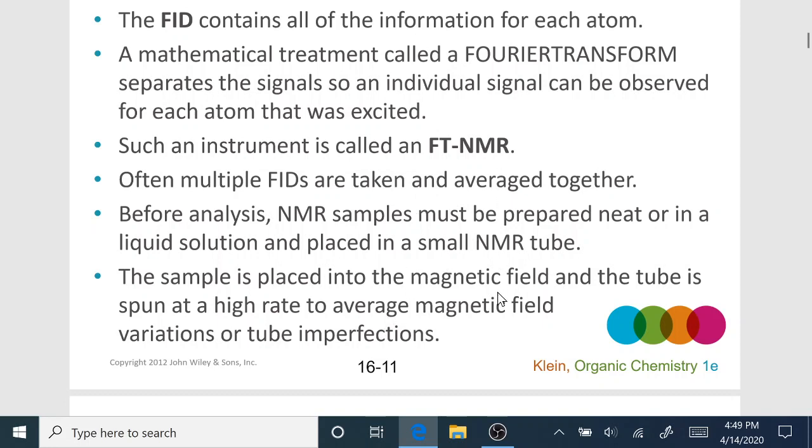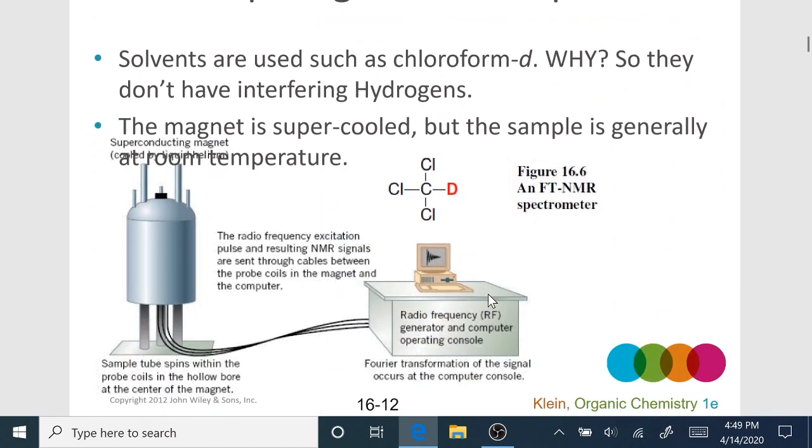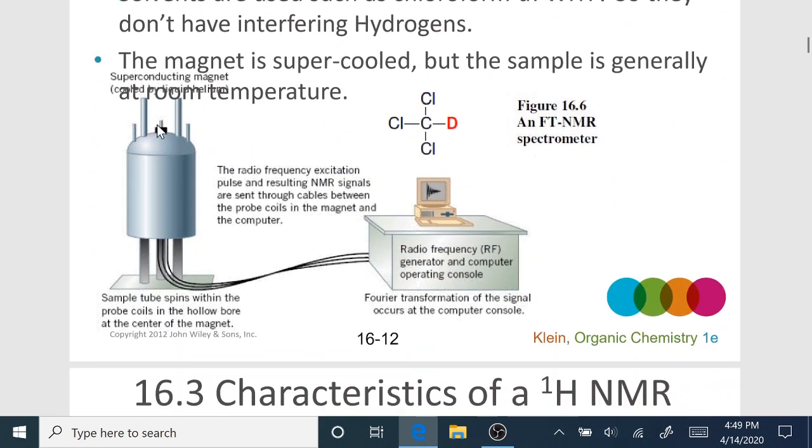So the sample is placed into a magnetic field in a tube that's placed inside the instrument. And so that tube is spun at a high rate inside the instrument. We bombard it with the radio frequency radiation, and that's how we get our information. So here's what an NMR looks like. Our tube goes right down in the center of the NMR. We bombard it with radio frequency radiation, and that gives us a signal as the samples are flipped against the field and then come back down to just a normal state.